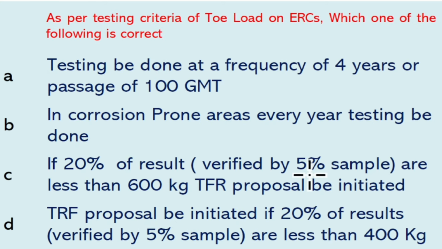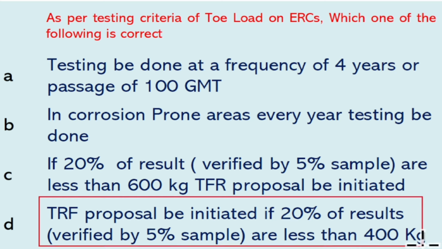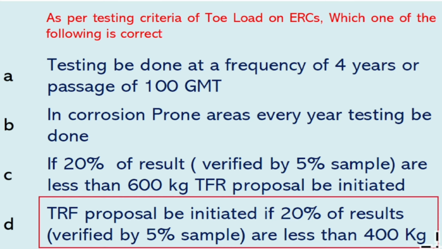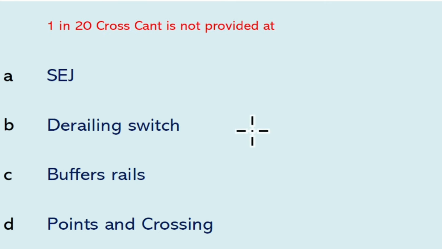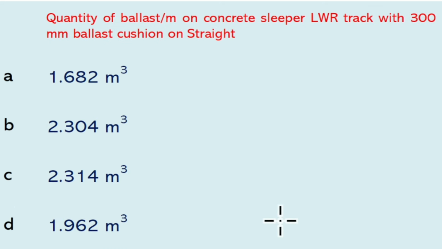As per testing criteria of toe load of the ERC, which one of the following is correct? Please look at all the options. TFR proposal to be initiated when 20% of the result verified by the 5% of the sample size are less than 400 kg. In comparison with non-corrosion area, the frequency of toe load testing of ERC in corrosion prone area is doubled. 1 in 20 cross cant is not provided at fountain crossing.